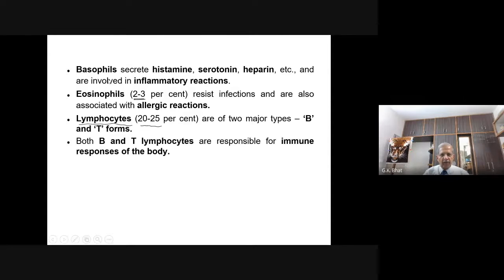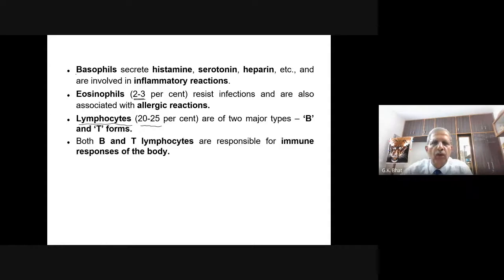And with this, the white blood corpuscle that is concerned is the basophil. The basophils also secrete histamine, serotonin, heparin. Histamine is vasodilator. It is always making the blood vessels dilate. Serotonin is vasoconstrictor. It constricts the blood vessels. Heparin is anticoagulant.